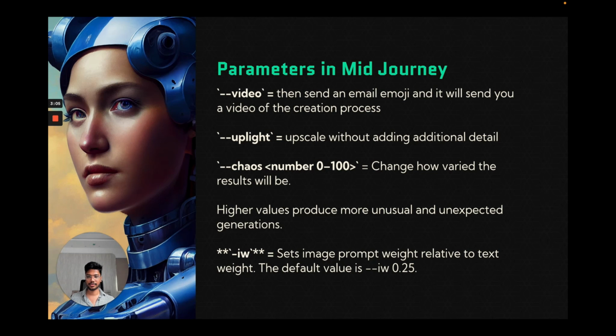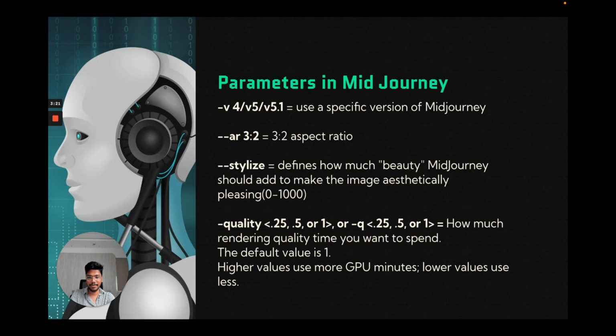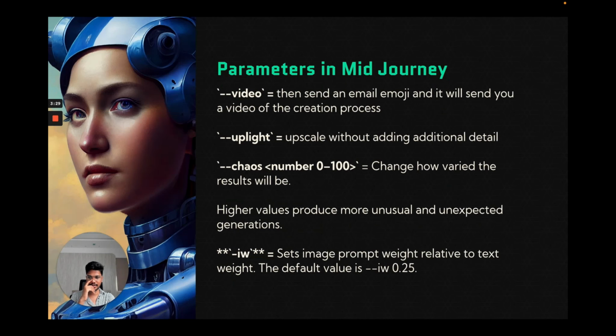So this IW sets image prompt weight relative to text weight. The default is something like 0.5 or something, right? Whenever you're typing a number, you just need to type a space, or like dash dash stylize and the number. That's it. You don't need to add anything else, right?